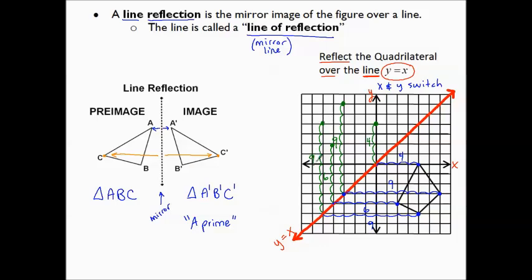So now let's connect those points to get our image. And there's the image of our quadrilateral down here. Imagine, maybe turn your head to the right and imagine flipping this quadrilateral over this line of reflection, and where does it land?